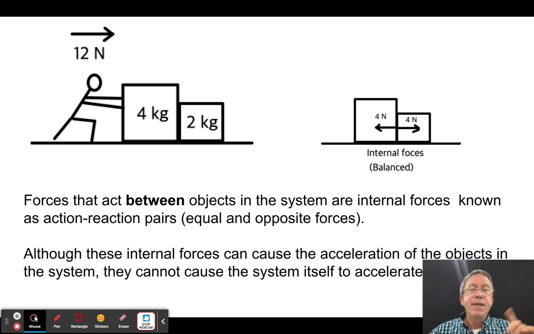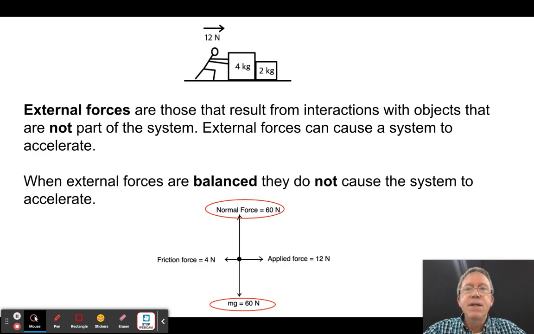Okay. Now, let's see what happens here then. What about external forces? External forces means forces between the objects in our system and things that are outside of our system. So what's outside of our system? Well, this person is outside of the system, so the force that this person is applying, this applied force, is outside. Gravity's pulling down on these boxes, so the earth is outside of our system. The floor is pushing up. That's outside of it. There's friction with the floor. That's outside of it.